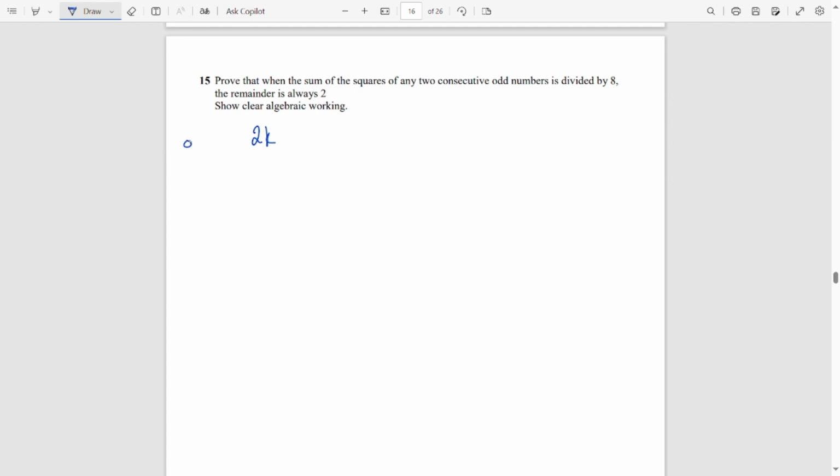But for the odd numbers, we want 2k plus 1. So an odd number is 1 more than any even number. And we want 2 consecutive odd numbers. So what is the next odd number after this one? It is going to be 2 more. Yes, if you take an odd number and you add on 1, you'll get back to an even number. But add on 2, you get to another odd number. So this is going to be 2k plus 3. These are 2 consecutive odd numbers, 2k plus 1 and 2k plus 3. You could also have done 2k plus 1, 2k minus 1, that's fine.